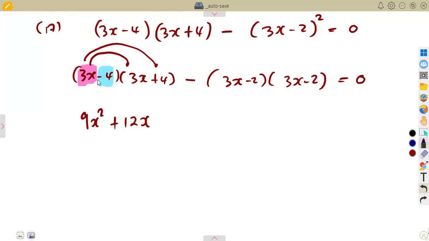You move on to the negative 4. The negative 4 multiplies everything. So it's negative 4 times x, which is going to be negative 12x. The negative 4 multiplies the positive 4, so that will be a negative 16.